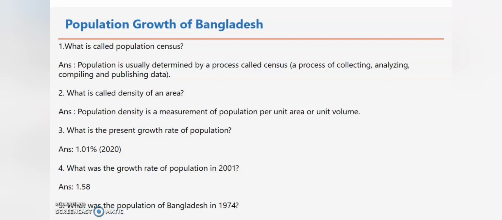Coming up to the next question. What is called density of an area? Yes, population density is a measurement of population per unit area or unit volume. My next question is, what is the present growth rate of population? Yes, the present growth rate of population is 1.01% in 2020.